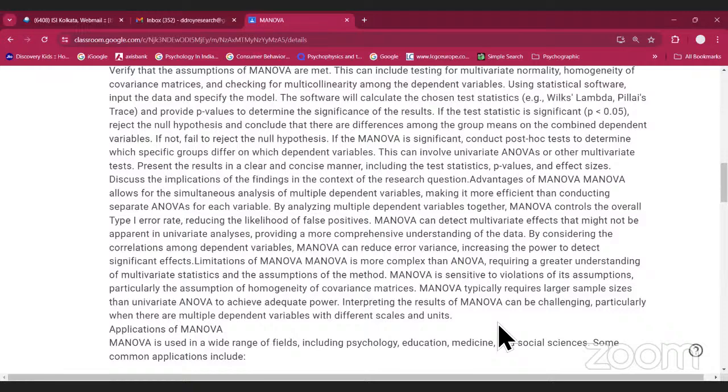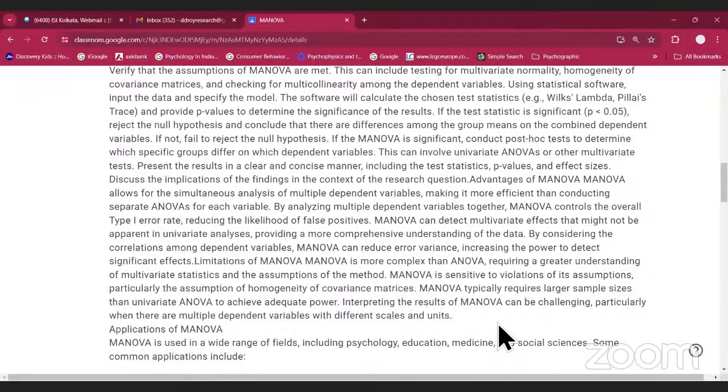Okay. So these are the advantages and the disadvantages. In case of the MANOVA, your sample size should be very high. The number of observations should be high.